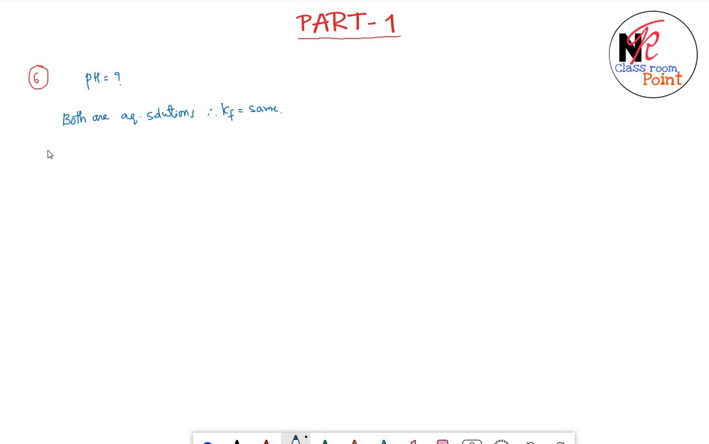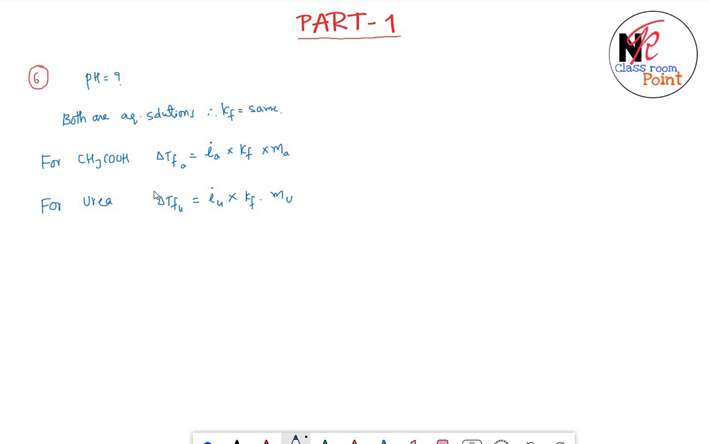So for acetic acid, let's write it down. For CH3COOH, acetic acid, delta Tf of acetic acid equals i factor of the acetic acid into Kf into molality of the acetic acid. Similarly, for the urea solution, delta Tf of urea solution equals i factor of urea solution into Kf into molality of the urea solution.